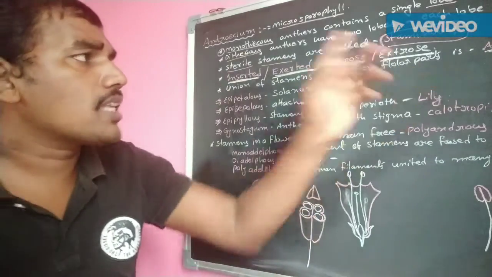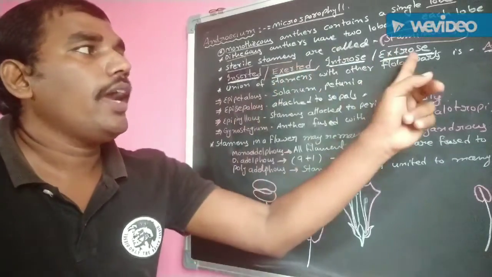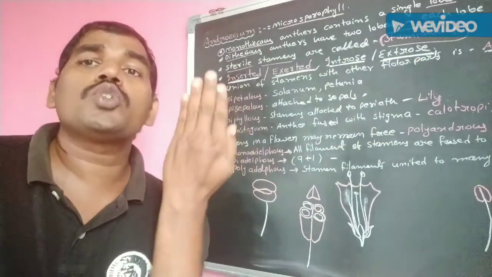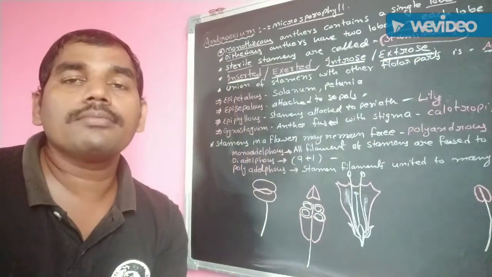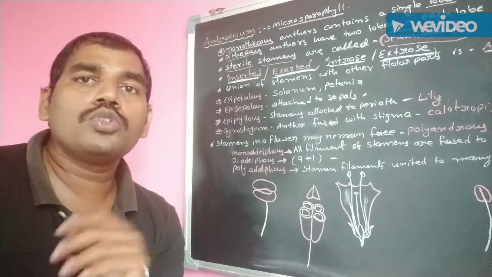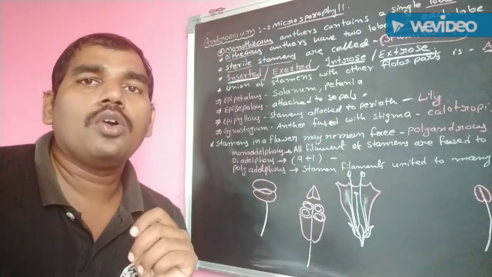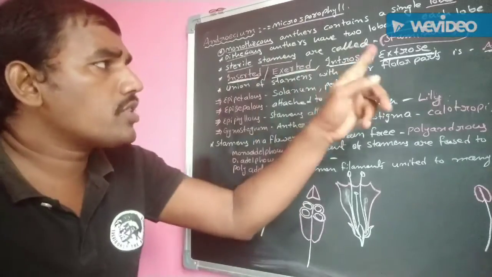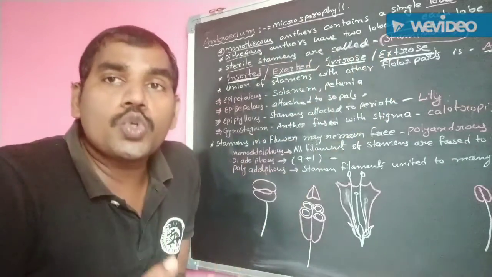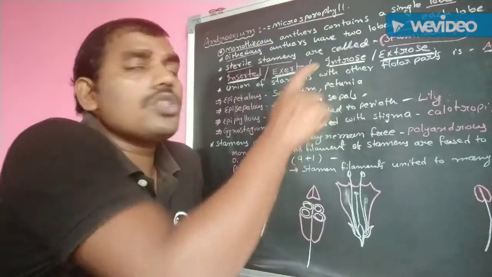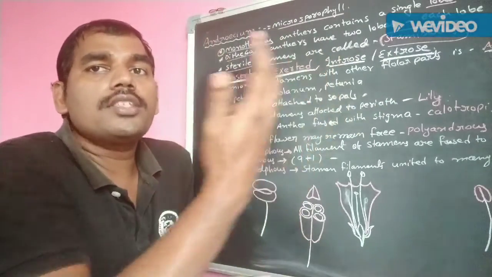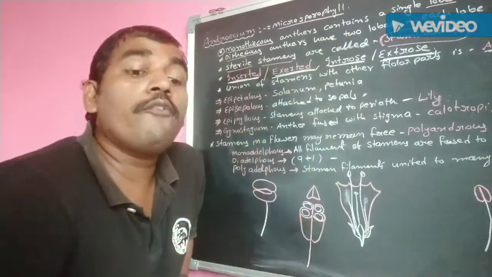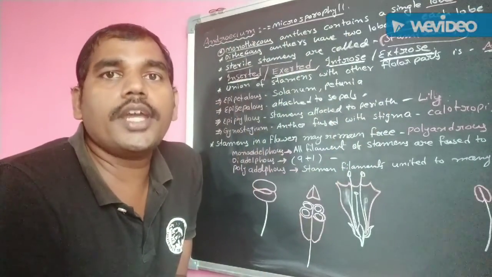Okay. Extrorse, not exserted, extrorse. Extrorse means the anther is facing towards the peripheral side, towards the corolla, towards the calyx. This type of stamens are known as extrorse stamens. Introrse means the anther is facing inside. Extrorse means the anther is facing towards the periphery. Understand?